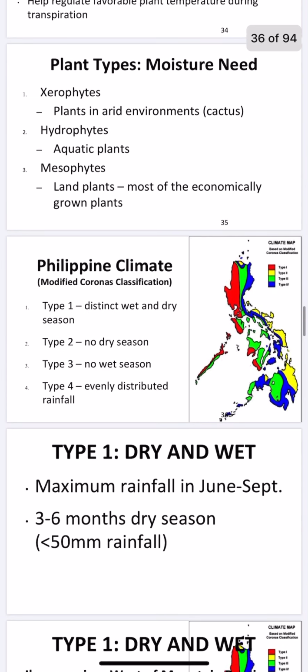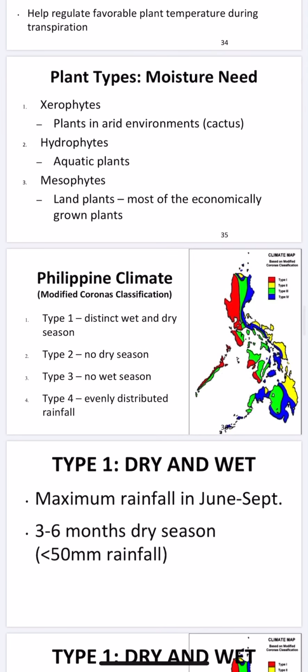Plants are actually classified based on moisture need. They are known as the xerophytes, which are plants in arid environments like the cactus, hydrophytes like the aquatic plants, like the water lilies, and mesophytes for the land plants, most of the economically grown crops like corn, potatoes, and more.